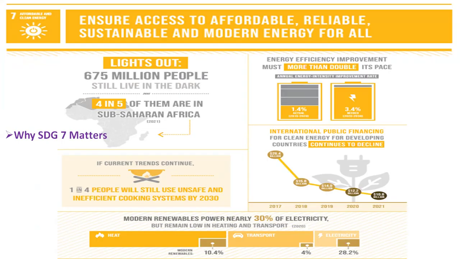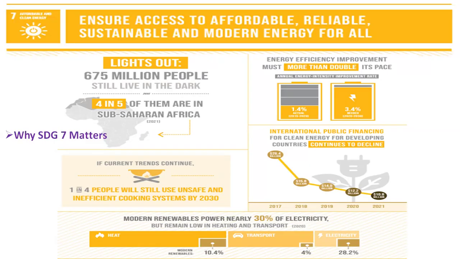Why SDG 7 matters is, energy is a cornerstone of economic development, poverty alleviation, and social progress. Affordable and clean energy powers industries, enhances quality of life, and is essential for addressing climate change. Achieving SDG 7 not only supports other sustainable development goals such as health, education, and gender equality, but also helps to create a more sustainable and equitable global energy system.